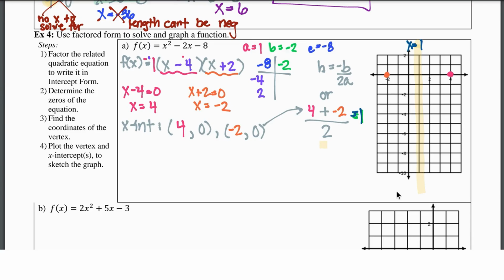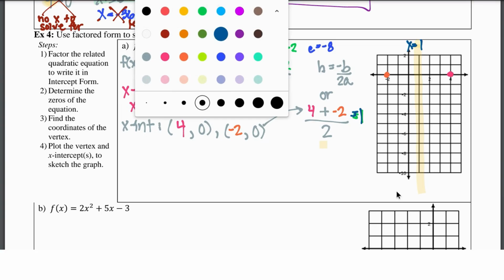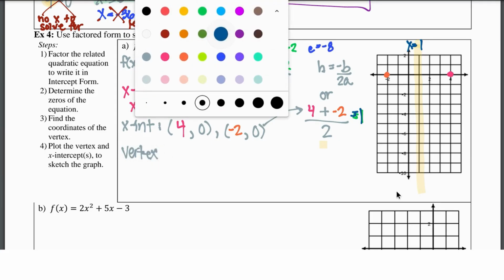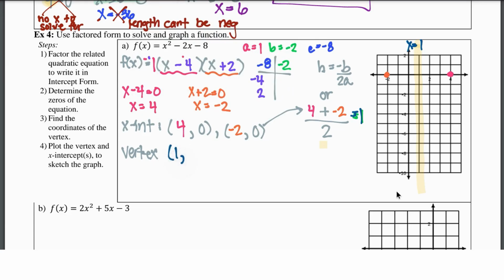Okay. So remember that regardless of how I find that value in my vertex, I now know that I have to plug 1 in to find the k value. So to find k, I'm going to evaluate f of 1.